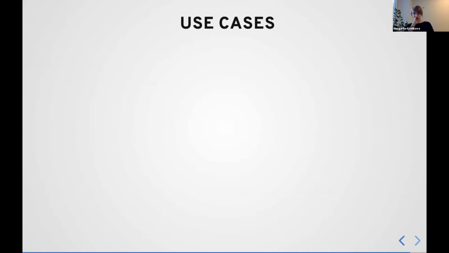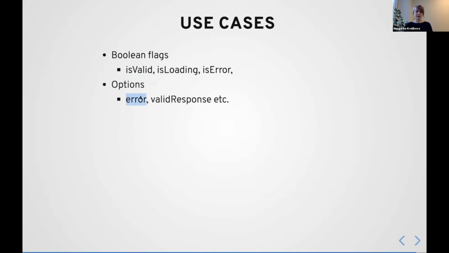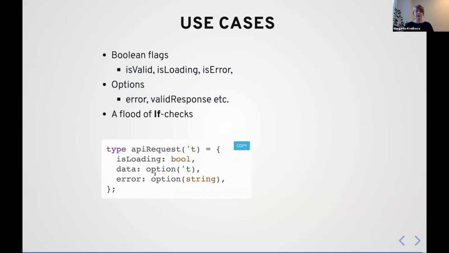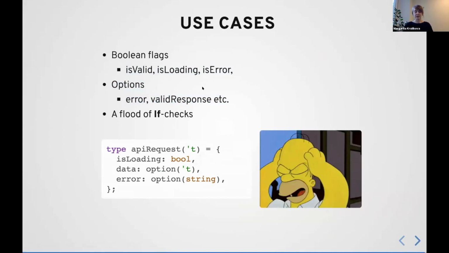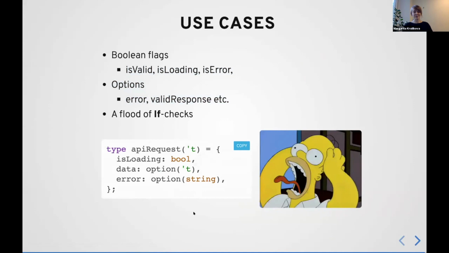And the last one, I just wanted to quickly go through possible use cases and how to recognize state machines. First of all, Boolean flags. If you see is valid, is loading, is error, those are a little bit of a red flag that you might think about using state machines. Options like error, valid response. And if you have a lot of if checks and pattern matching on all those things here, then it's probably a red flag. It's probably a sign that you should try modeling it as a state machine. So now when I see this kind of type in code, I think I really look like this guy. So this is probably something to be avoided.